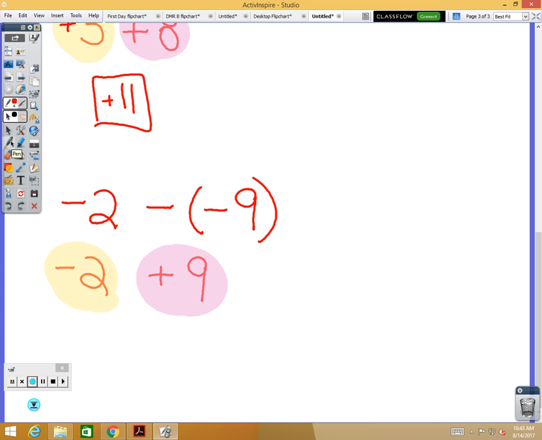Are the signs the same or different? Different, so if you're different, they're going to add or subtract. Subtract. Subtract the absolute values when they're different. Difference. So 9 minus 2 is 7, and you take the sign of the higher number, so it's a positive 7.